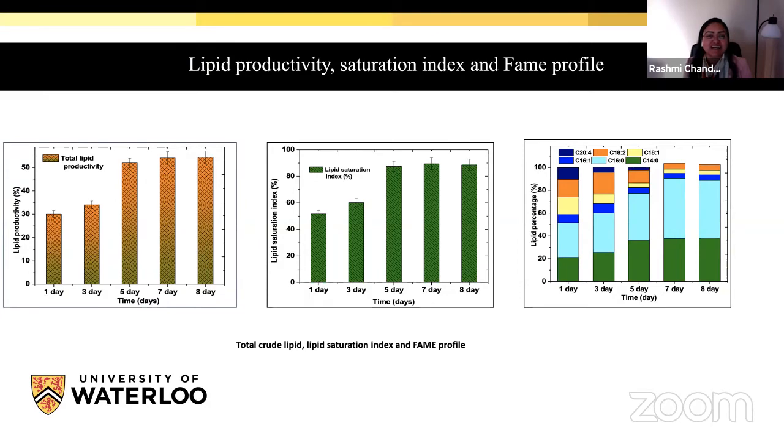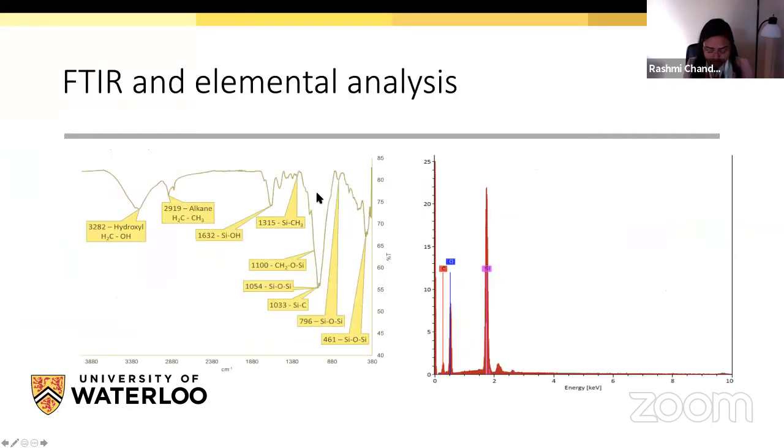I'll start again. After this, what we did, we took the frustules too. Once you extract the lipid, you come up with some residual biomass. But in the case of diatoms, they have a frustule. A frustule is like a cytoskeleton of diatoms. I will show you in the next picture.